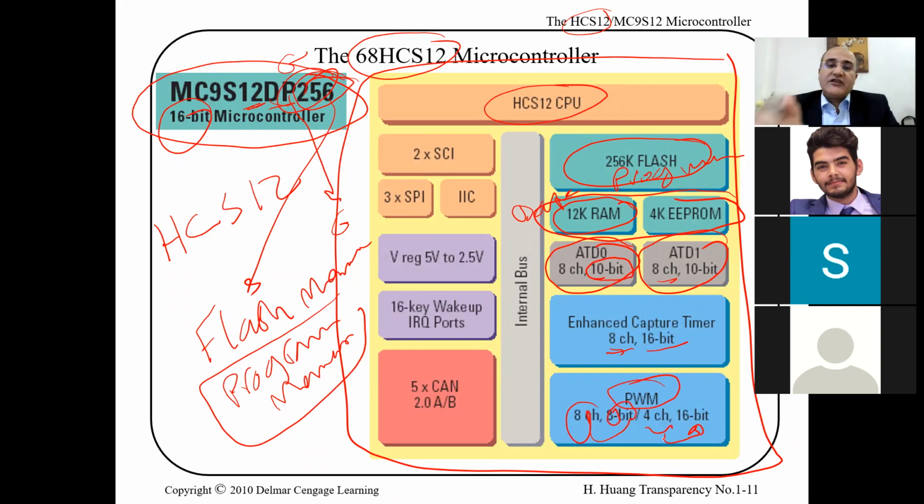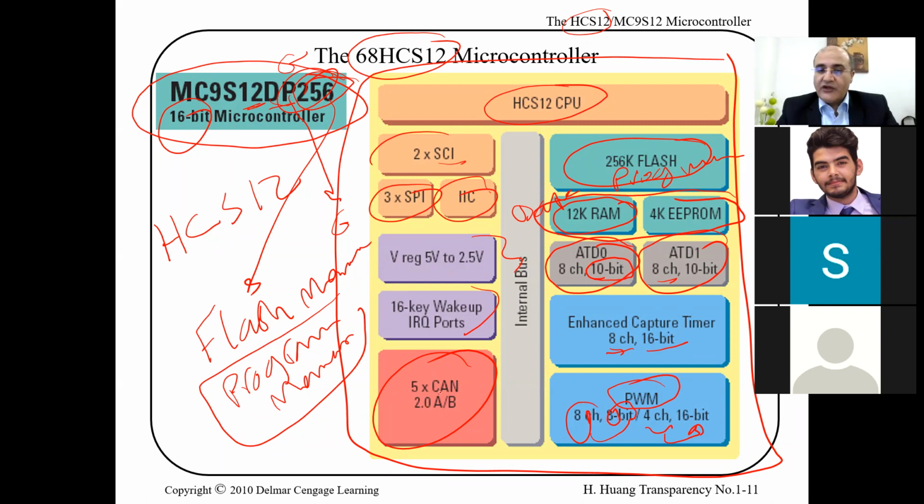Okay. It has 2 SCI, serial communication interfaces, asynchronous communication, and it has 3 SPI, serial peripheral interfaces, synchronous communication, and 1 I2C synchronous serial communication peripheral. In addition to voltage regulators, interrupts and wake up IRQ ports and circuitry. It has 5 CAN bus peripherals. You can do 5 networks.